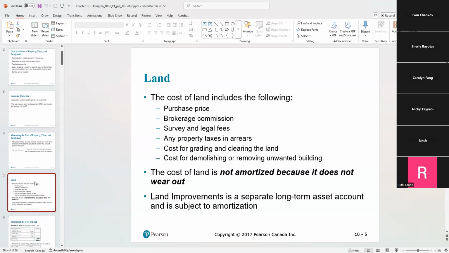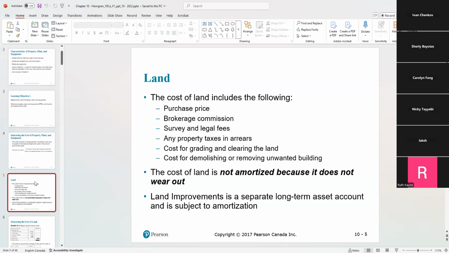Let's go with the first one, land. The first category of property, plant, and equipment is land. What's the cost of the land? The cost of the land is going to be the purchase price. I'm going to test you on this. Through the assignment, and most likely I'm going to give you some separate questions on land and how to calculate the cost of the land.